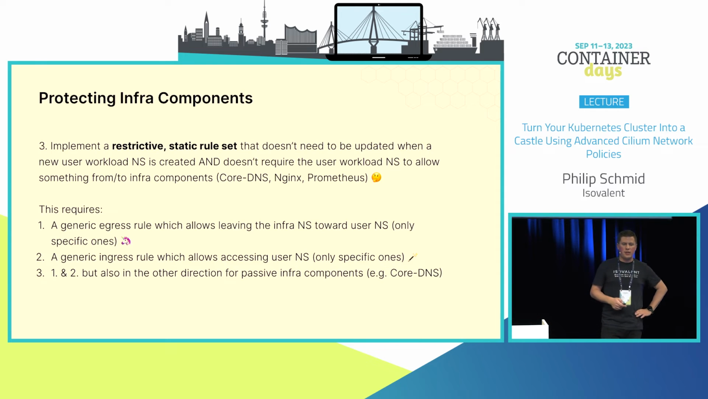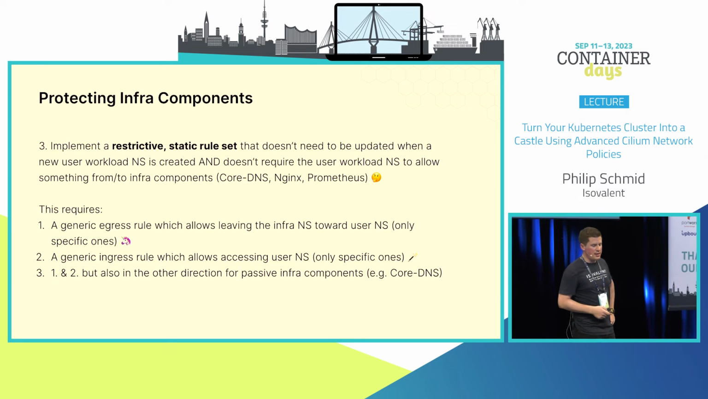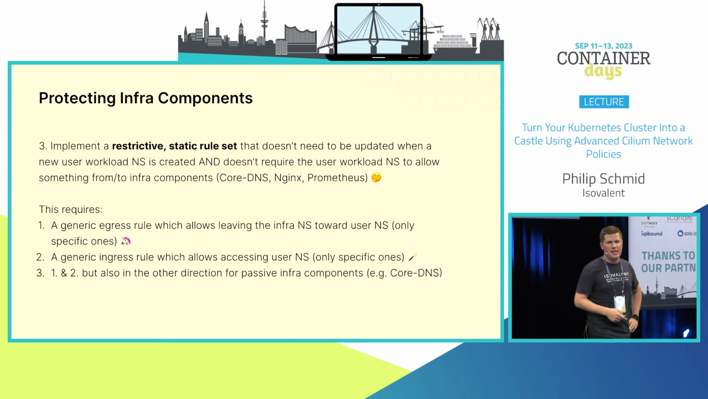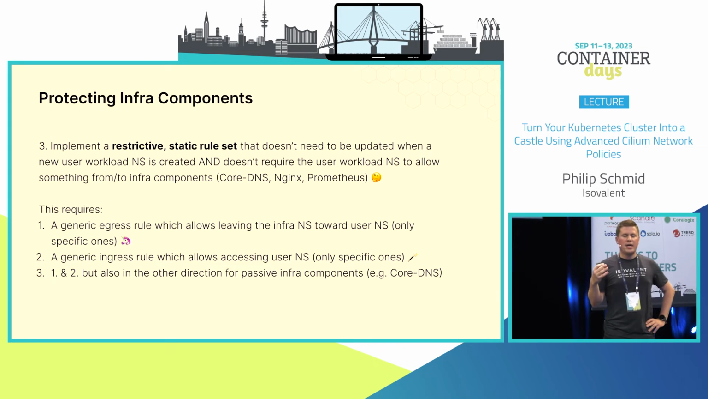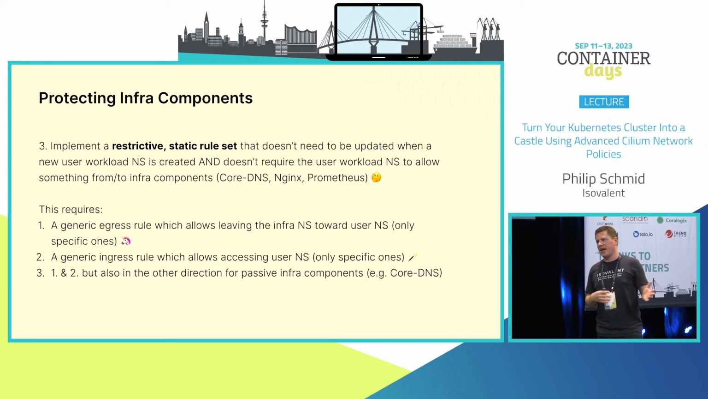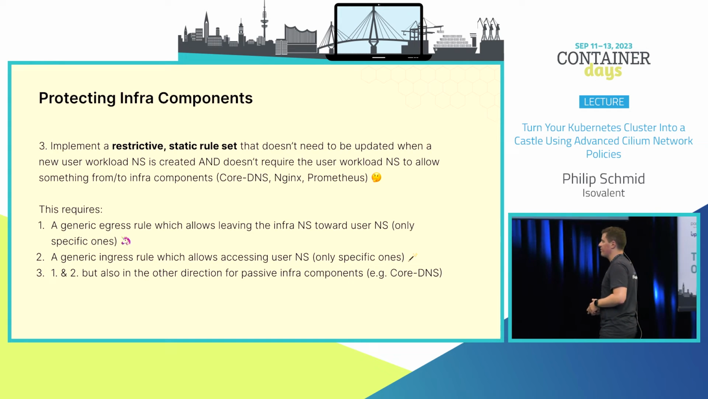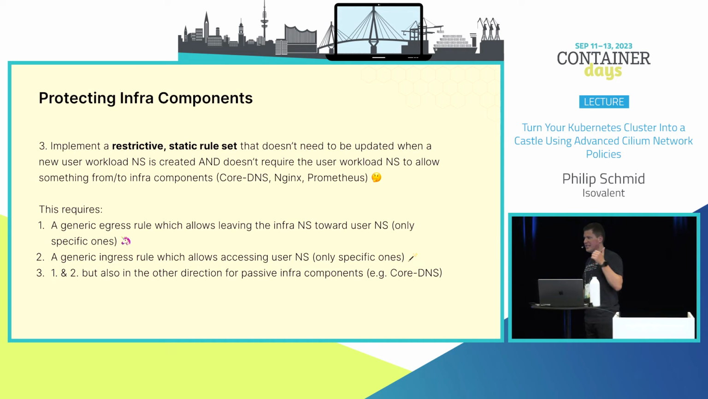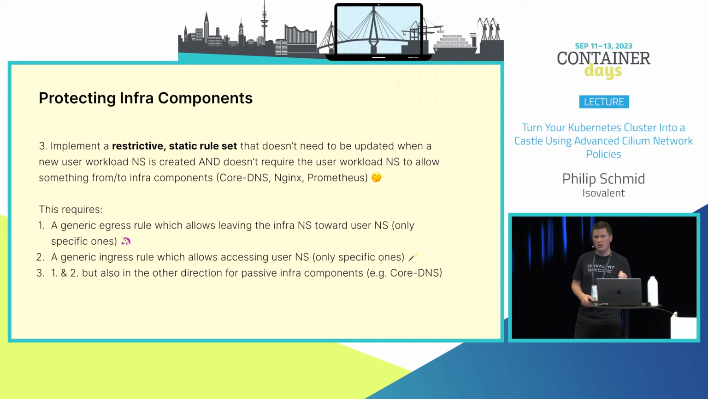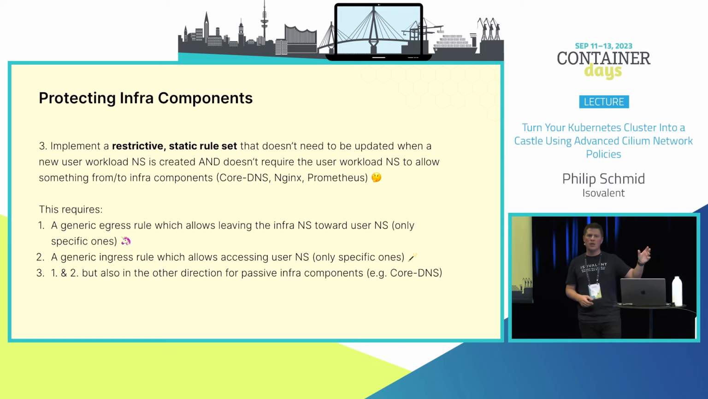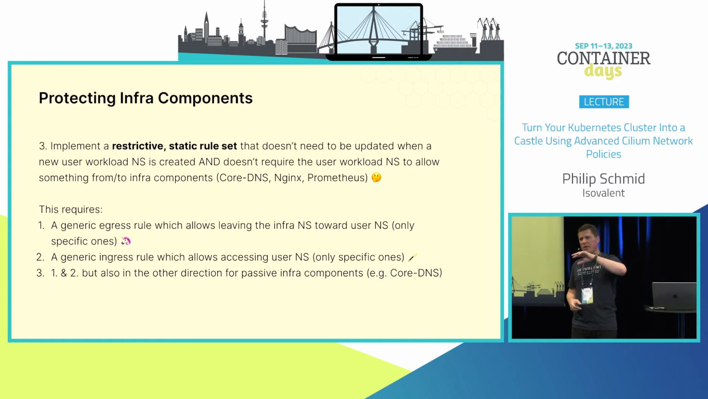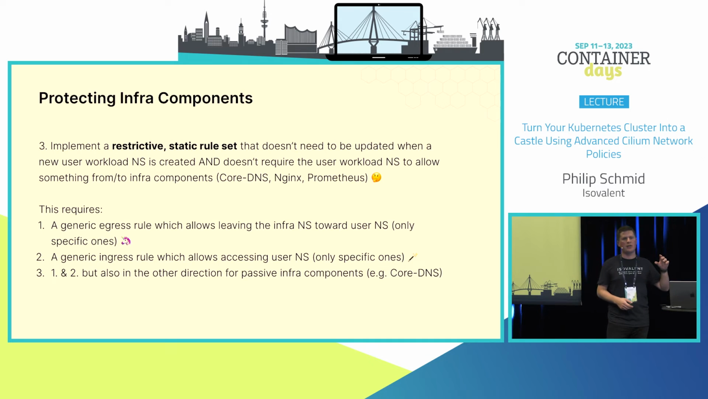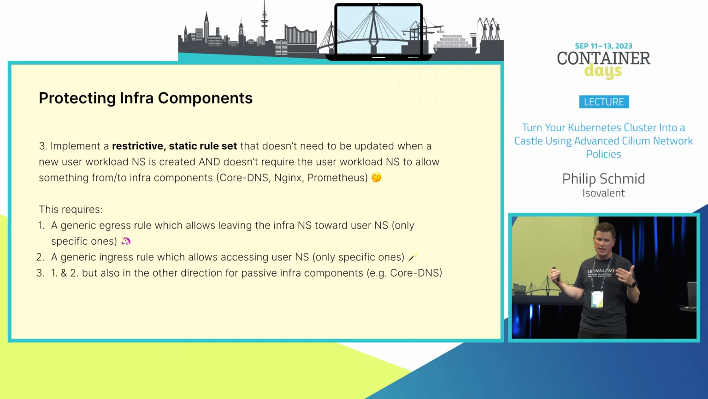And last but not least, we have the implementation of a restrictive static rule set, so a generic way that doesn't need to be updated whenever we add or remove a user namespace. And here we are mainly dealing with 3 different topics. So first of all, I need to define a generic egress rule that allows our infrastructure components to reach out to a namespace. And at the same time, number 2, I need to take care of the generic rule for the ingress on user namespace level.